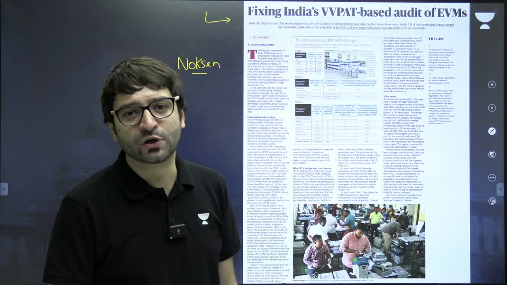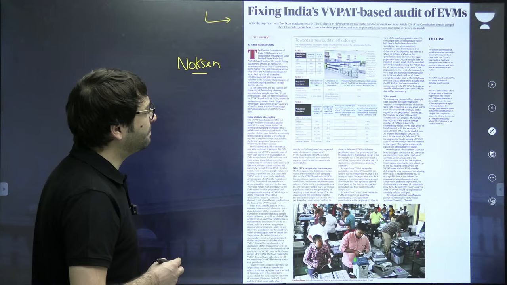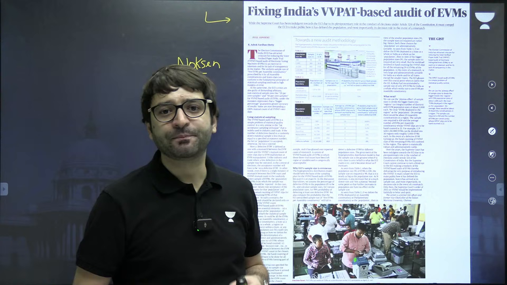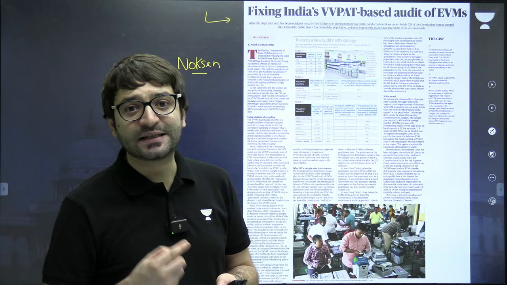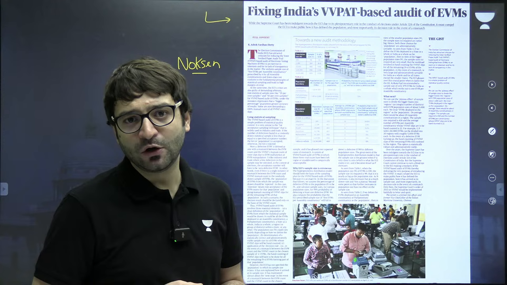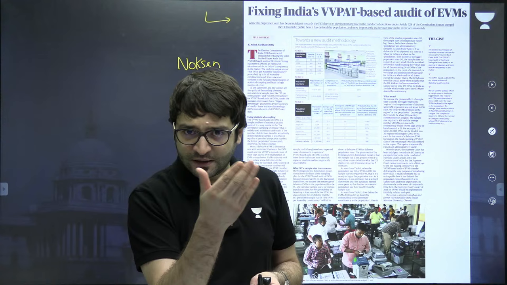And what is this VVPAT? Voter Verifiable Paper Audit Trail. What is this Voter Verifiable Paper Audit Trail? As soon as I press the button on the electronic voting machine, there is a display which displays three crucial pieces of information. One, what is the serial number of my vote? Second, what is the name of the candidate against whom my vote has been registered? Three, what is the symbol of that political party or that candidate? For 7 seconds, this information is displayed, then it gets printed and it drops in the ballot box.